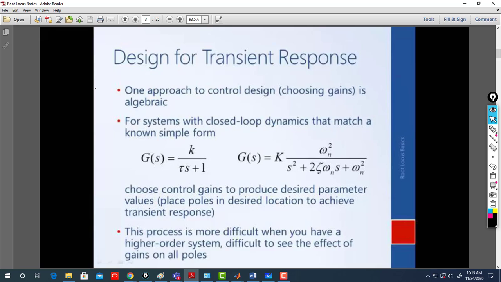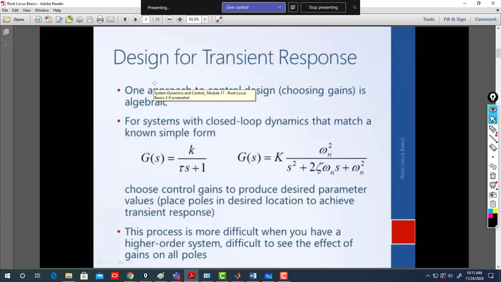But before, design for transient response. One approach to control design is the algebraic approach. What we mean by that, the algebraic approach, is basically what we learned up to now.